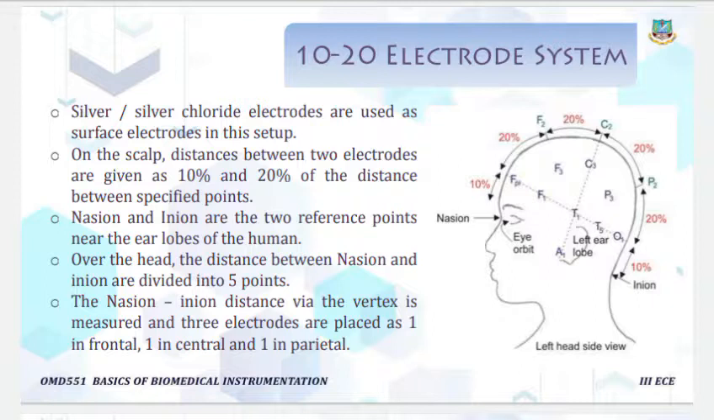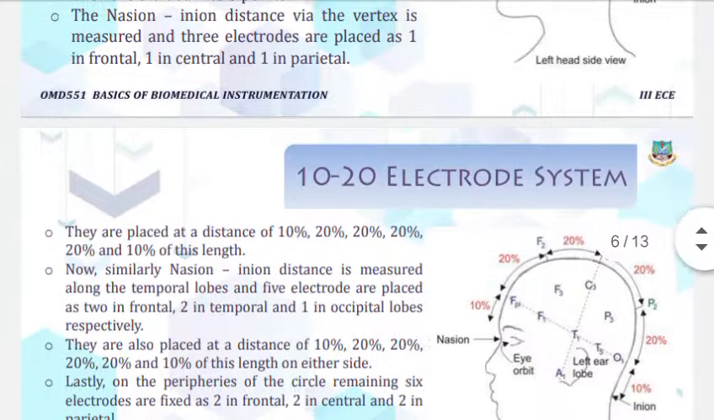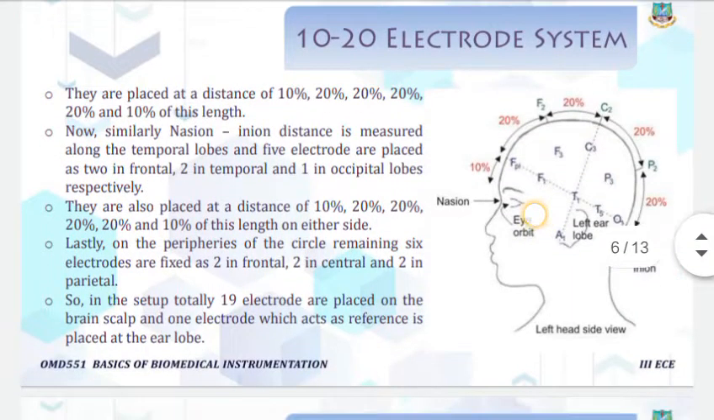Have you all understood? What are the 3 portions? Frontal portion, central portion and parietal portion. These are the 3 portions along the head. That we will see in the next slide.